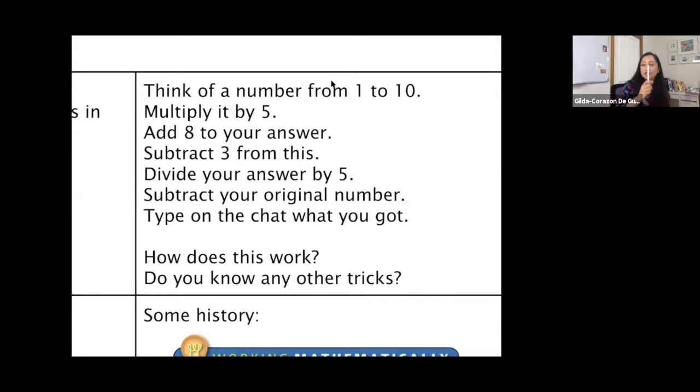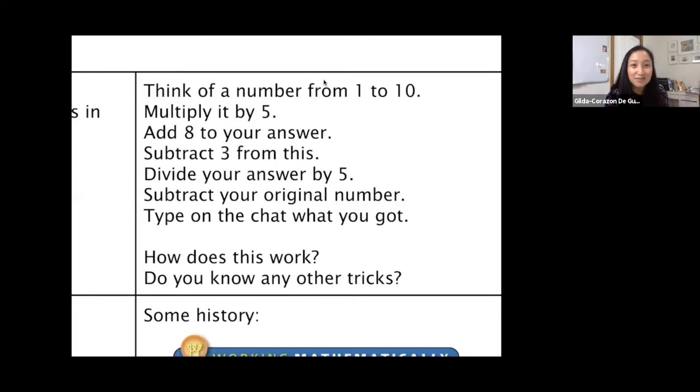I want you to think of a number from 1 to 10. Multiply it by 5. Add 8 to your answer. Subtract 3 from this. Divide your answer by 5. Then subtract your original number. What number did you get? All of you got our magic number today. Number 1, right? How do you think that works?